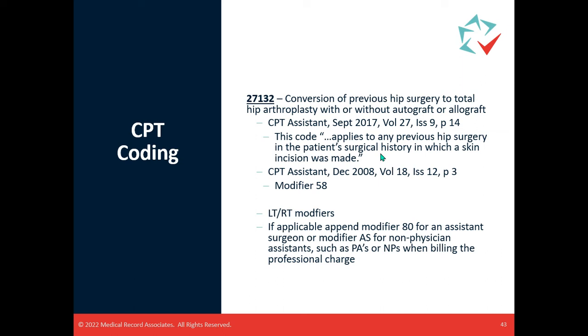So anytime the patient has had a previous surgery that then results in a total hip arthroplasty, you'll want to use 27132. So that's a fracture fixation, a hip pinning for a slipped capital femoral epiphysis, an osteotomy, or even a hemiarthroplasty. Anytime any of those surgeries were done in the past, and now the patient is having a total hip arthroplasty, code 27132 is the one you use.